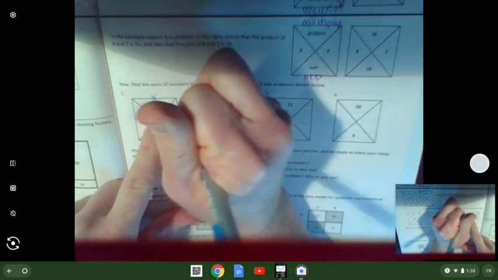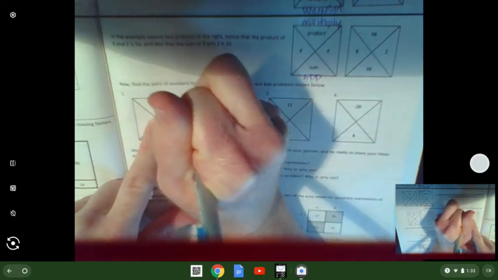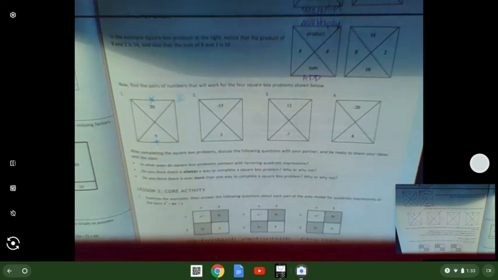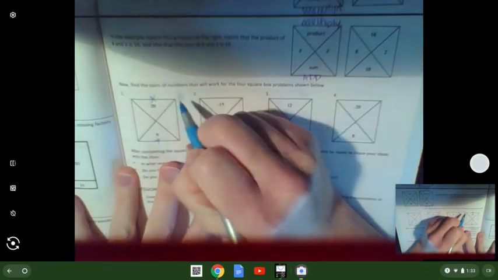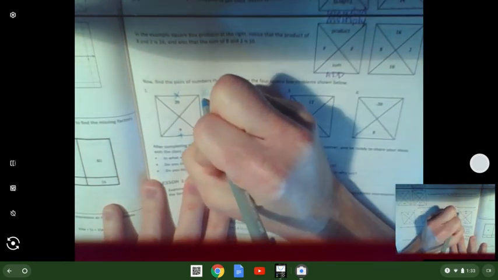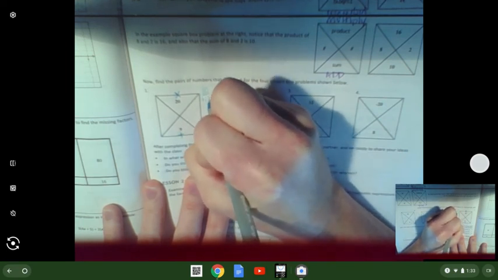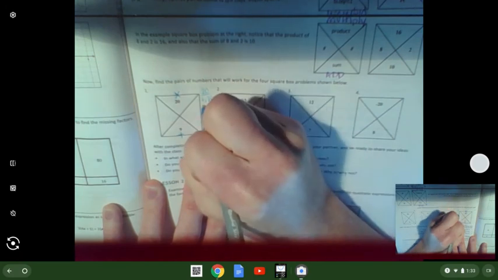And you can always list yourself out factors. So what I'm about to do here on the side is by no means mandatory, but if you're struggling, it's a really good option. So we need to multiply to 20. I'm going to list out factors of 20, things that multiply to give me 20, starting with 1. 1 times what gives me 20? Well, 1 times 20. I'm going to move to 2.